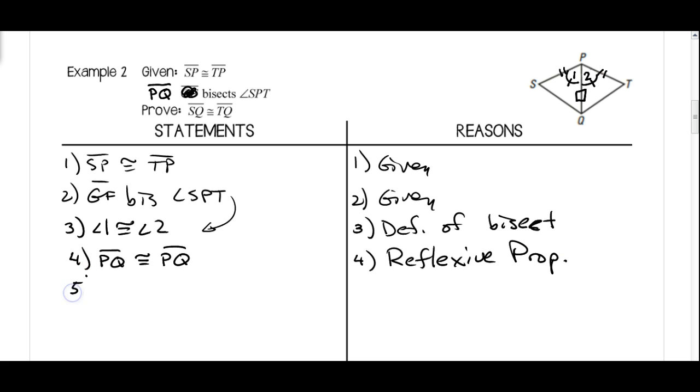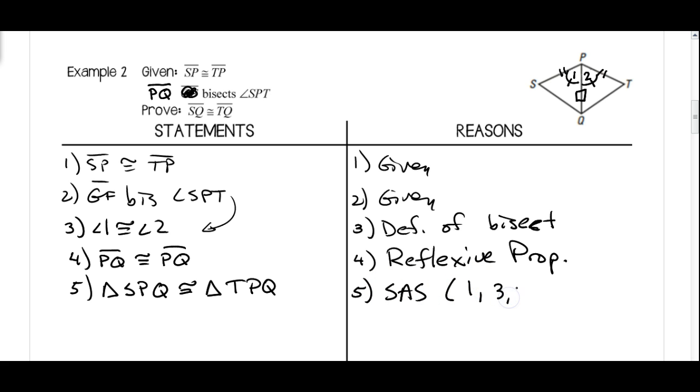And this gives me enough to say that the triangles are congruent. So I've got triangle SPQ congruent to triangle TPQ. My reason there would be side, angle, side, and the parts are from steps 1, 3, and 4. So again, I have 3 pair of parts congruent already: a pair of sides, a pair of angles, and another pair of sides. So the remaining pair of sides and the remaining 2 pair of angles would also be congruent.